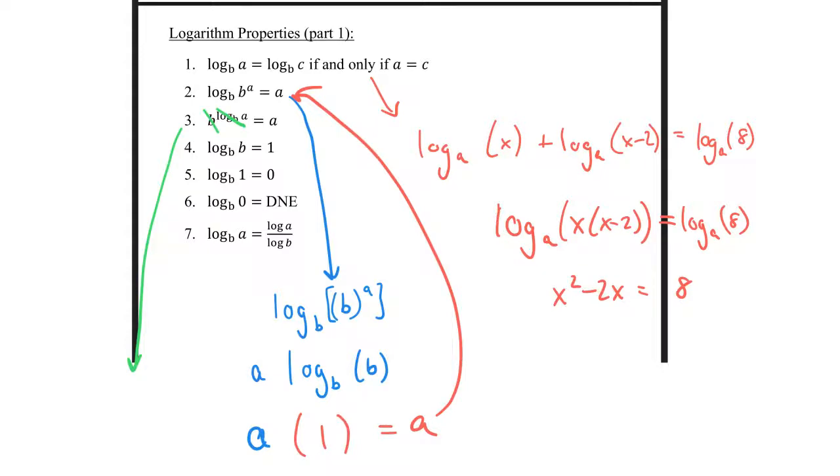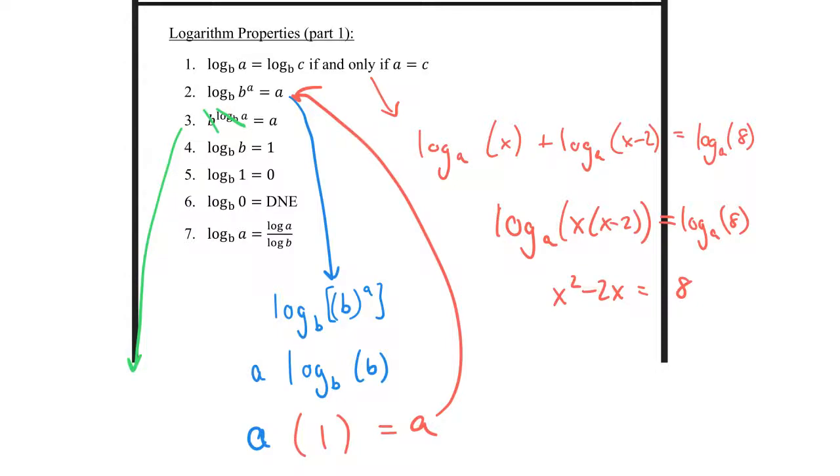Do you notice how I'm reading this, by the way? That's how I read my log statements. I always do this. I say b to this power equals this. B to this power equals this. Because the log is the inverse of the exponential. So when I read it, sometimes I look at it in terms of exponentials also.